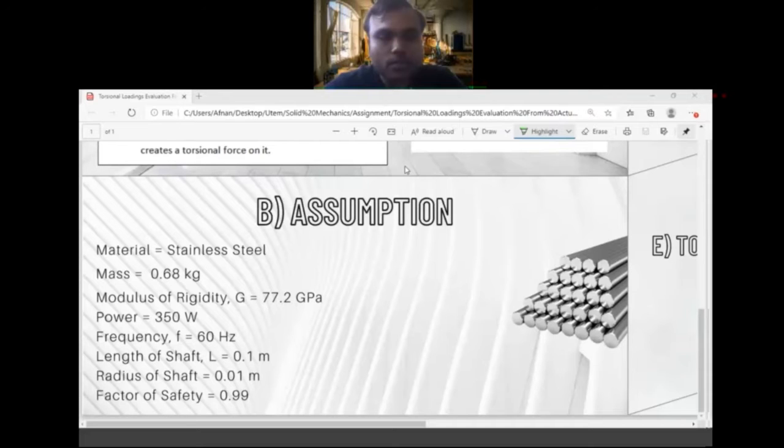We assume the factor of safety is 0.99 because we need to calculate the force that will cause the shaft to be broken. When the value of the safety factor is below 1, it is most likely that this structure will fail. For further explanation on the FBD, I will pass this presentation to Muhammad Lokman.